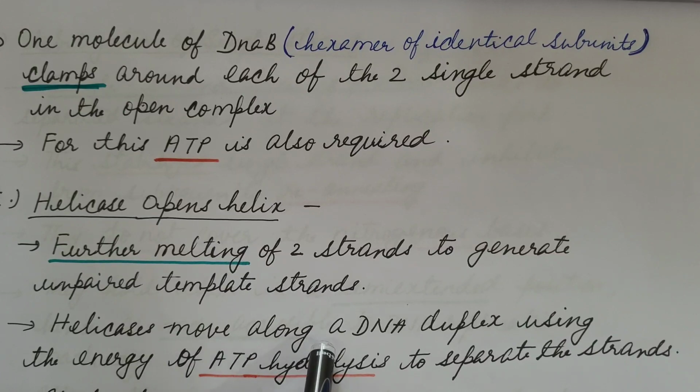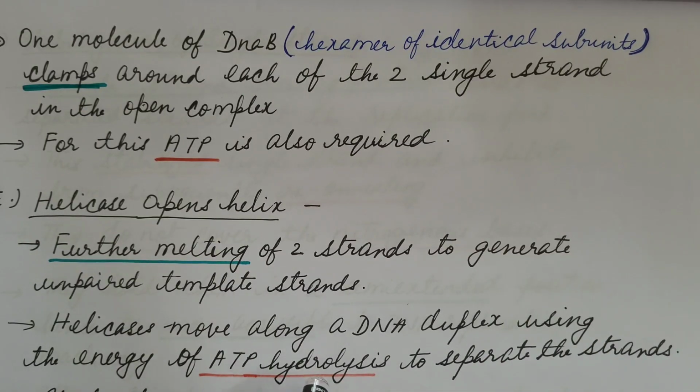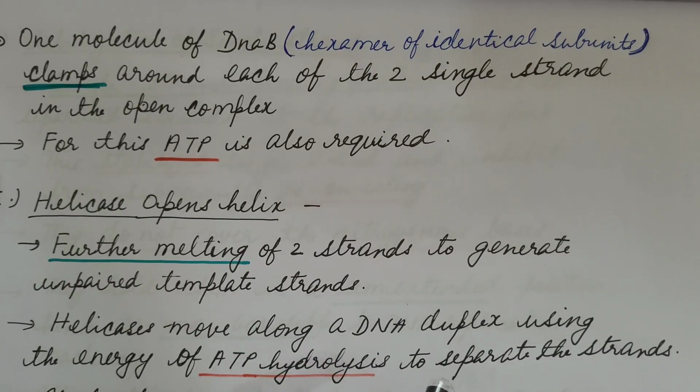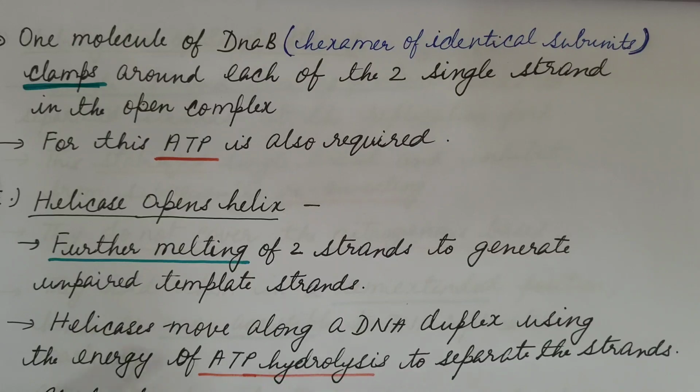Helicases move along a DNA duplex using the energy of ATP hydrolysis to separate the strands. So helicase moves along the DNA duplex, and it utilizes the energy of ATP hydrolysis in order to separate the strands, and to separate the strands, it breaks the hydrogen bonds between the base pairs.